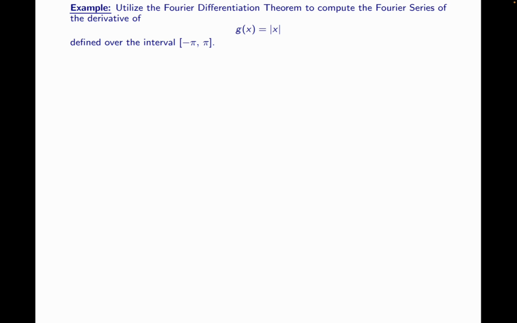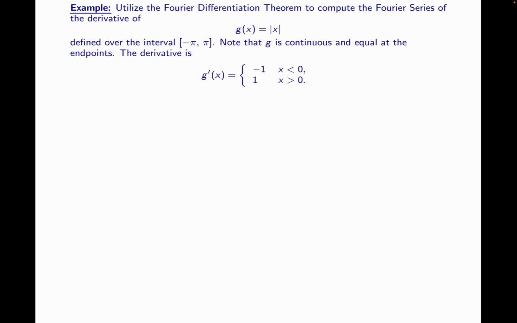Let's utilize the Fourier differentiation theorem to compute the Fourier series of the derivative of the absolute value of x defined over the interval negative pi to pi. So notice this function is continuous. It's equal at the boundary. It has a corner, so it's not differentiable everywhere, but it's differentiable everywhere except for a set of measure 0, except at a single point. So the derivative is sectionally continuous.